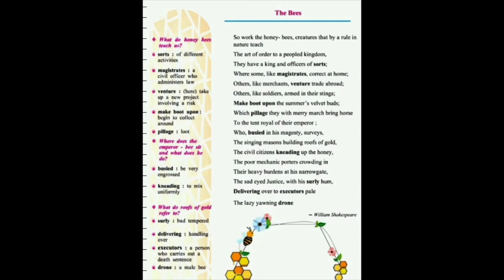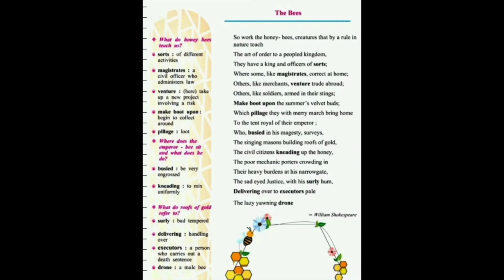Where some like magistrates correct at home, others like merchants venture trade abroad, okay. And he is saying that there are even merchants. Now what do merchants do? Merchants make businesses, right, they do their export and import. Venture trade abroad, venture is to take up a new project which involves risk.